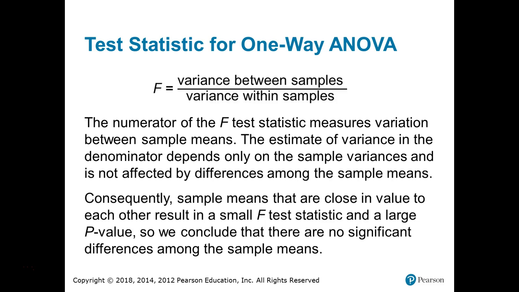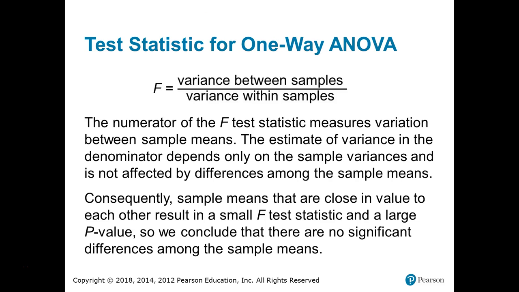So the F test statistic is going to be the variance between samples divided by the variance within samples. But again, we're not going to be worrying about calculating this by hand, but I do want you to understand generally where it's coming from.